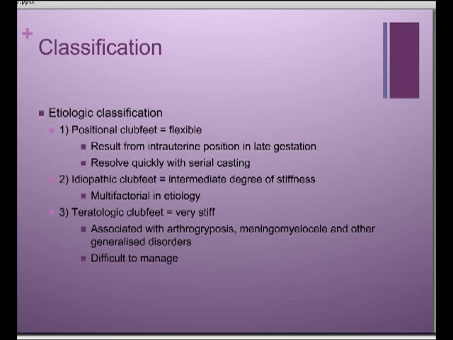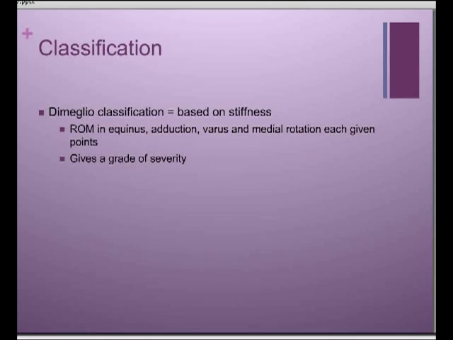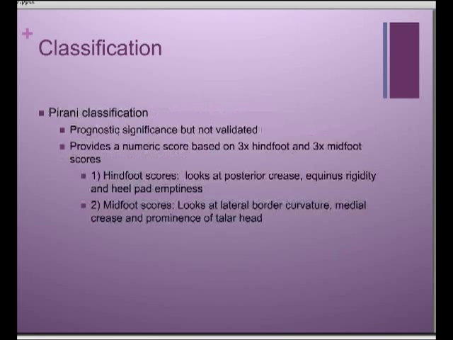There's also the Dimeglio classification, which is based on the stiffness of the foot. So looking at ranges of motion, each are given points to grade the severity. And the Pirani classification, which is thought to be easier to use and has some prognostic significance, provides a numeric score based on hind foot and midfoot scores. The midfoot looks at the lateral border.